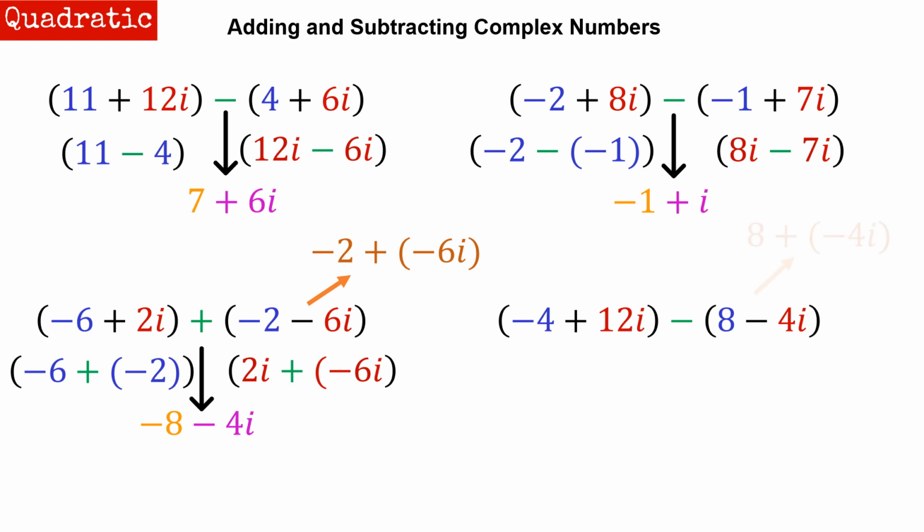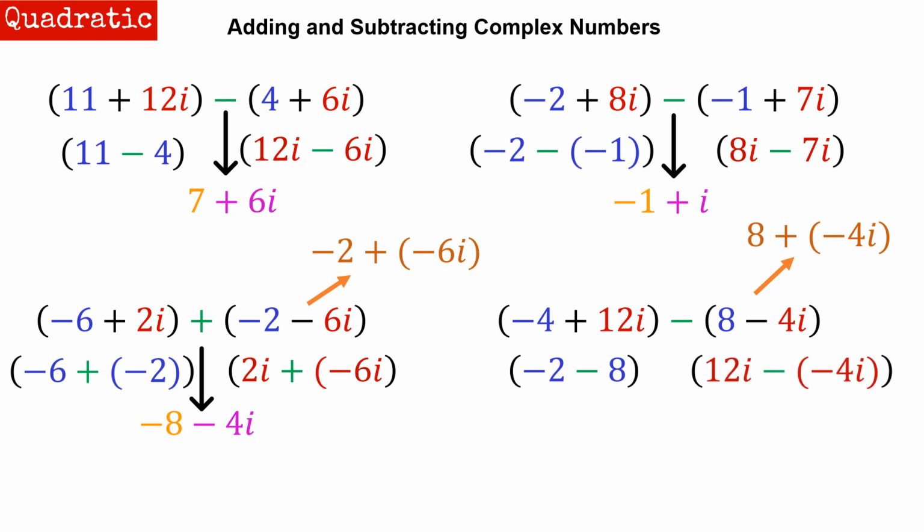Well, we're going to do the same thing. We're going to rewrite 8 minus 4i as 8 plus negative 4i. We're going to subtract the real numbers, so negative 2 minus 8. We're going to subtract the imaginary numbers, 12i minus negative 4i. That means our answer is going to be negative 10 plus 16i. Once again, subtracting the complex numbers has nothing to do with the sign of the answer, because 12i minus a negative 4i is positive 16i.